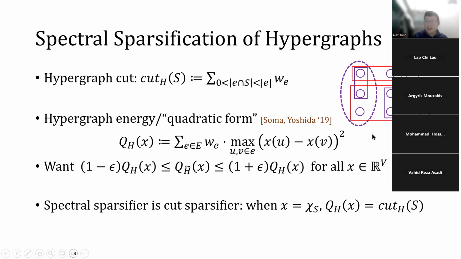Once again, this definition has the nice property that a spectral sparsifier is a cut sparsifier. When you plug in x to be the characteristic vector of S, you can see that for each hyperedge, the energy is 0 if the hyperedge is not cut, and it's W_E if it is cut. So when you sum them up, you just get the cut value.